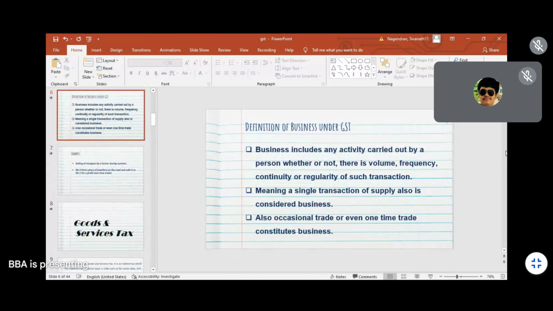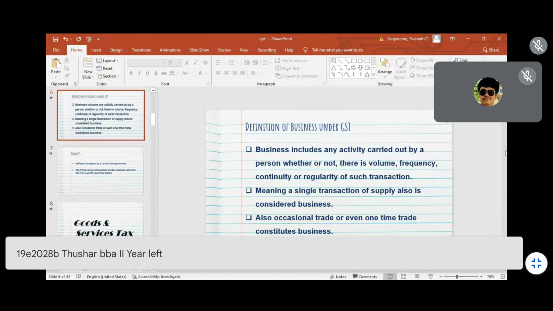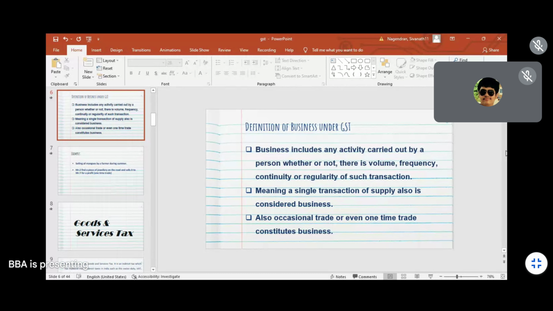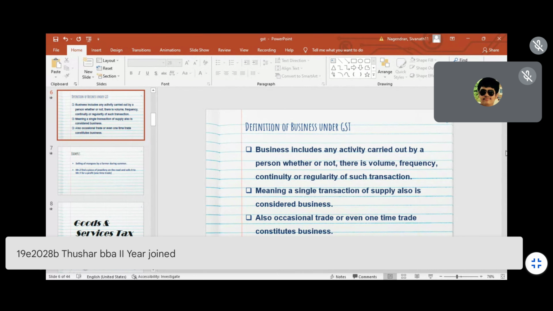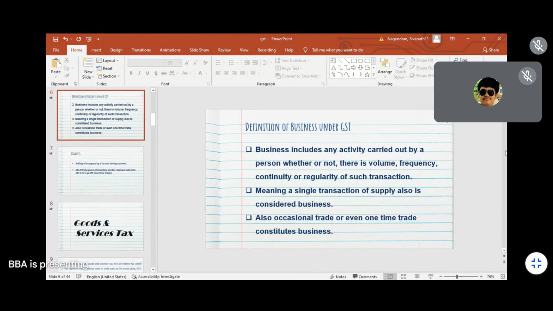So under GST, what things are considered as business? GST பொறுத்த வரைக்கும் business அப்படினா என்ன அப்படினா, it is any activity carried out by a person. We are not worrying about whether there is a volume of products or a frequency, that means whether they are doing the business regularly or not. I'm a business person doing business regularly, that is a business. Even if in a year I sell the product only one time, that is also a business. So frequency, volume, continuity or regularity doesn't matter here.